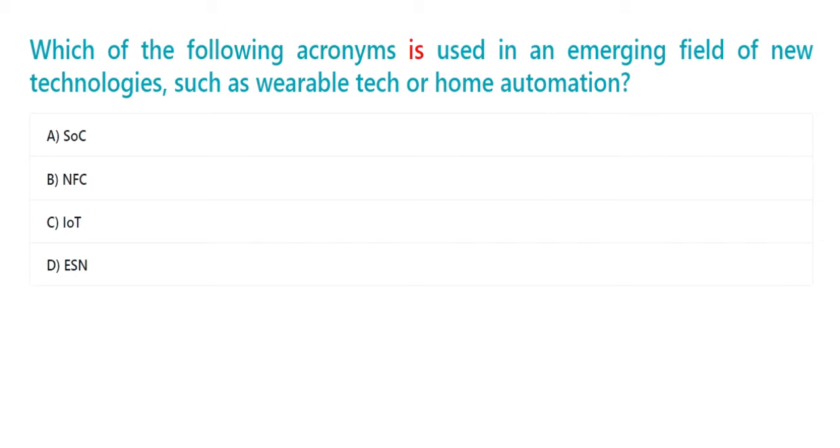Which of the following acronyms is used in an emerging field of new technologies, such as wearable tech or home automation? A. SOC. B. NFC. C. IoT. D. ESN.